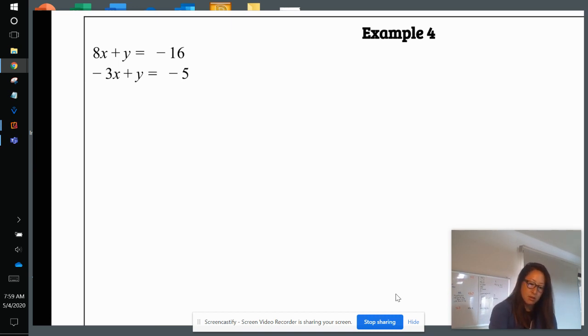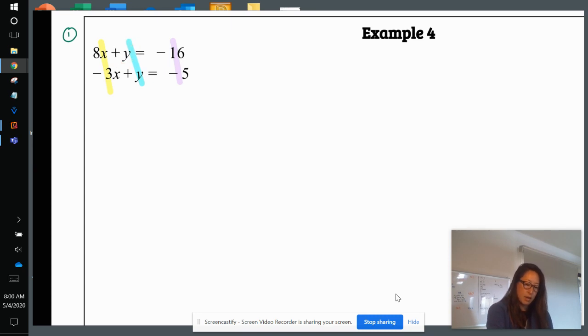Okay, so step 1. Are the equations in the right form? So I'm going to check. I have my x's lined up plus my y's and my constants on one side. They are lined up, same order. My equal sign is in the same place. We're good to go. Okay, next. Are the coefficients the same number, opposite signs? So I'm going to check my x's. I have an 8 and a -3. Those are not the same numbers, so let's go ahead and move on to my y's.